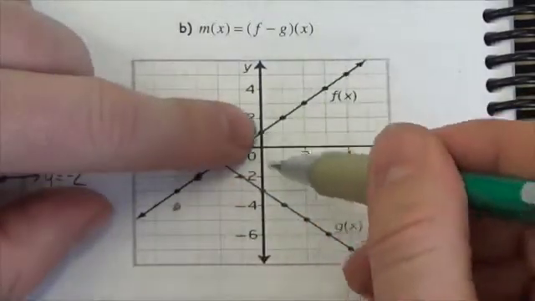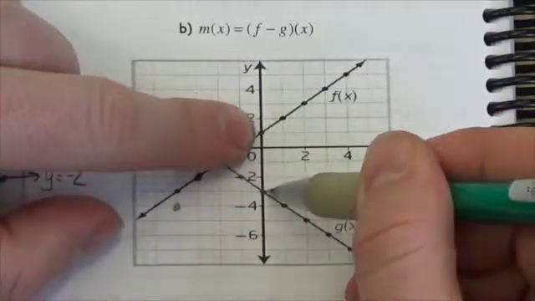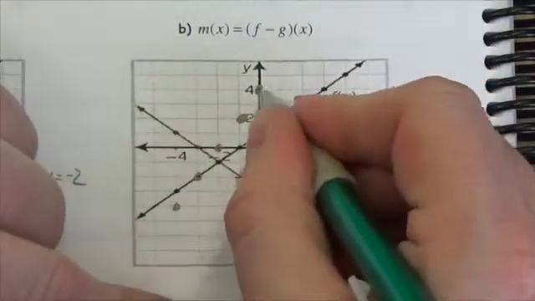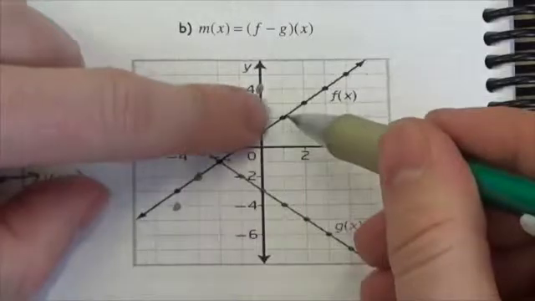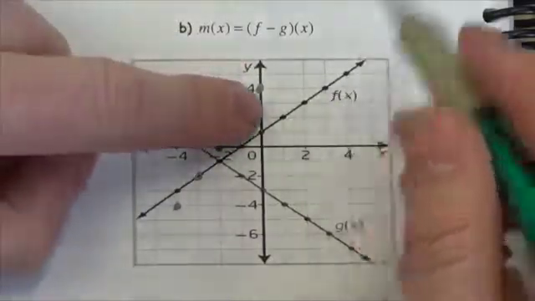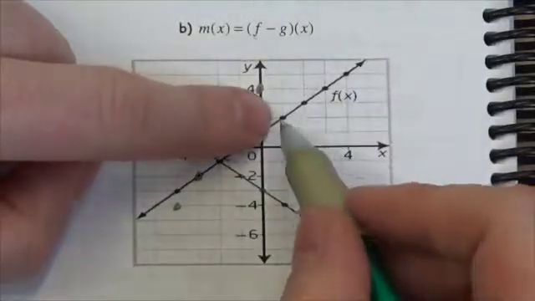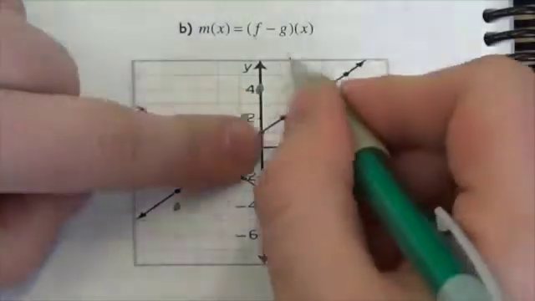Here, the y-coordinate is 1. Here, the y-coordinate is negative 3. 1 minus negative 3 is going to be 4. Here, the y-coordinate is 2. And remember, just to say this again, I got to start with f because f comes first. So this is going to be positive 2 minus negative 4, which is going to be up at 6.